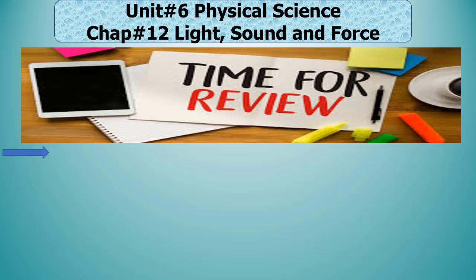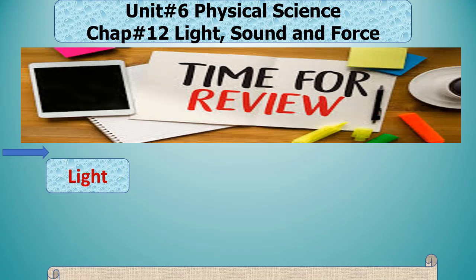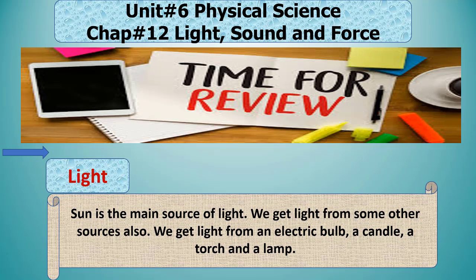We have learned in the previous lesson about light. So students, we know that about light, sun is the main source of light. Sun जो है वो light का main source है, main जरिया है जहाँ से हम light हासिल करते हैं. So we get light from some other sources also. We get light from an electric bulb, a candle, a torch and a lamp.